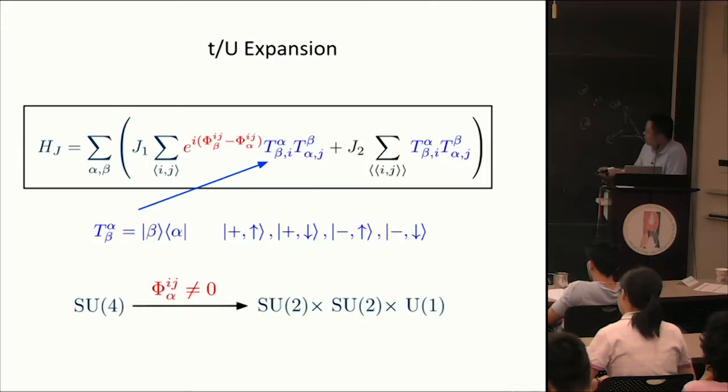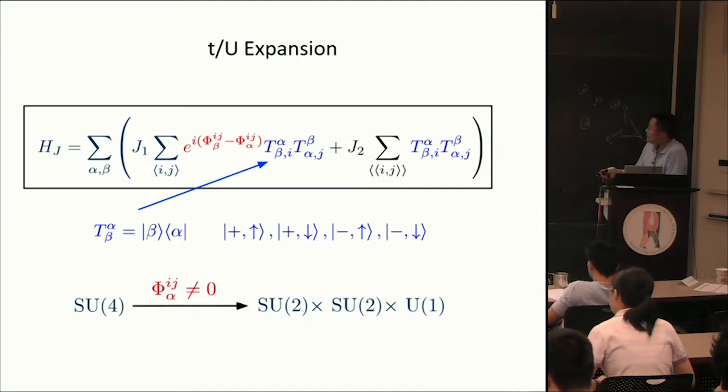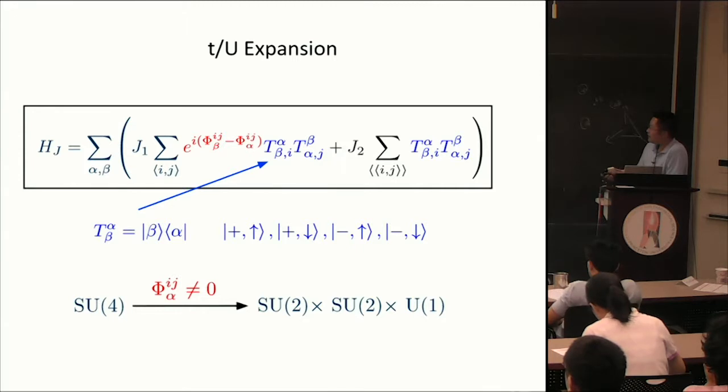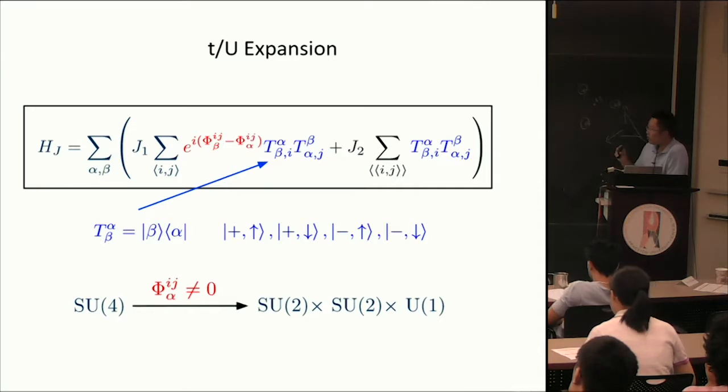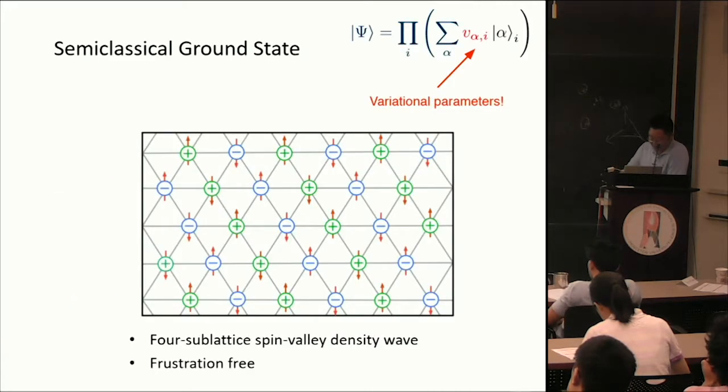And to explain this a little bit more, if you look at this exchange Hamiltonian, what it does is exchange the states on sites i and j, and the interactions J1, J2 are repulsive. So the ground state energy within the semi-classical approach is minimized if on all neighboring sites and second neighbor sites the states are orthogonal to each other. This pattern satisfies that. If you pick any site and look at all its nearest neighbors and second neighbors, you always encounter different states. So that's why it's a frustration-free state.